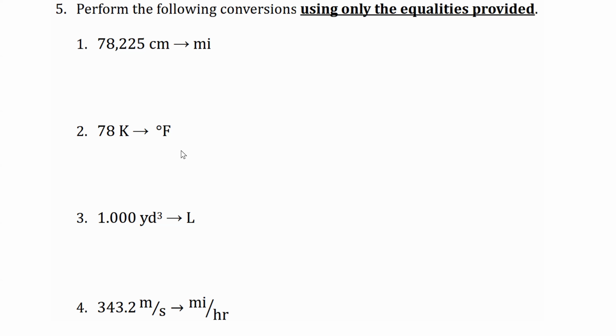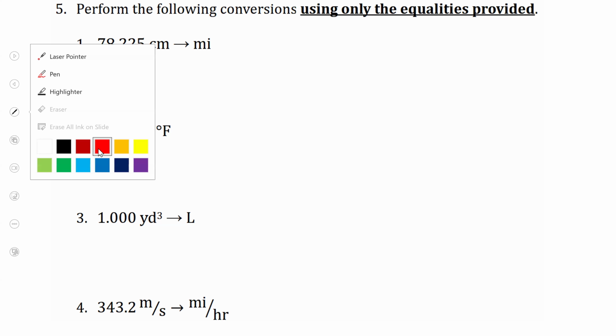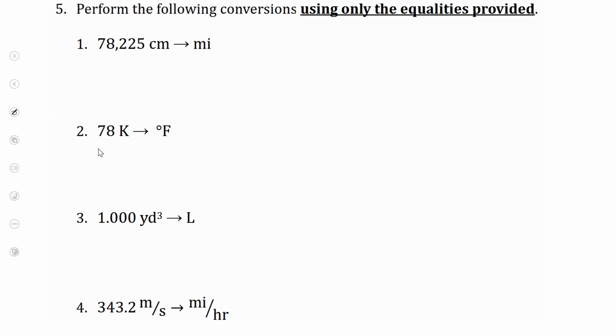Yeah, let's do it. Are 32 and 1.8 exact numbers? 32 and 1.8 are exact. So that's for the Fahrenheit: 1.8 times Celsius plus 32. 1.8 and 32 are exact. The 273.15 number is not. That's a measured number.